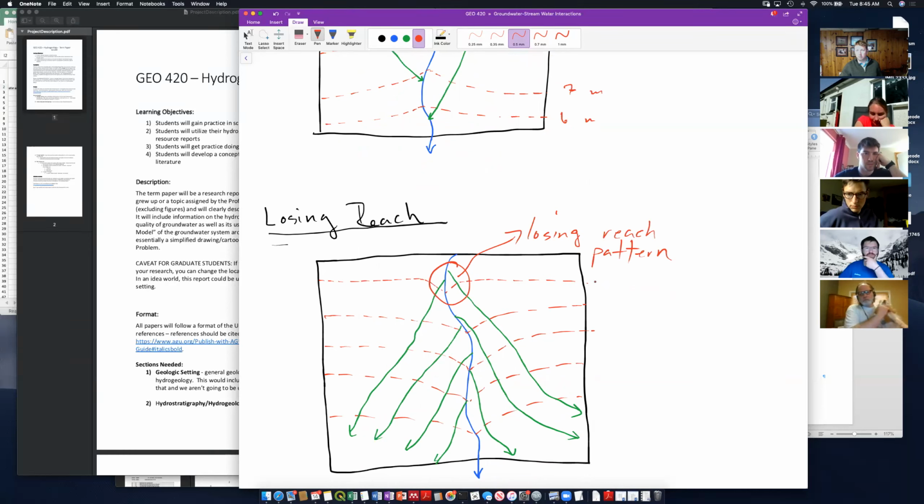And again, these would be 10, 9, 8, 7, 6. And our flow paths intersect our head contours at roughly right angles. So what's the value of the head in the stream right here? Or the elevation of the water level in the stream right here? Would it be 9? Yeah, it's 9. One thing that's important to remember is where this contour crosses the stream, that's the elevation of the water level in the stream at that point.